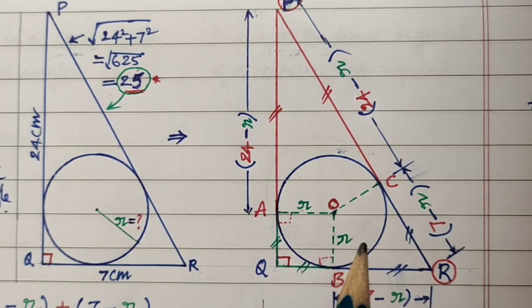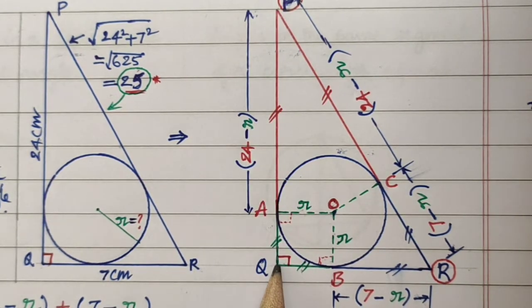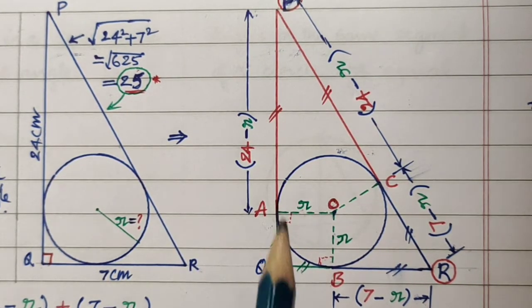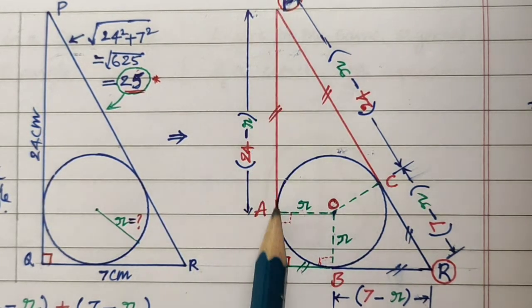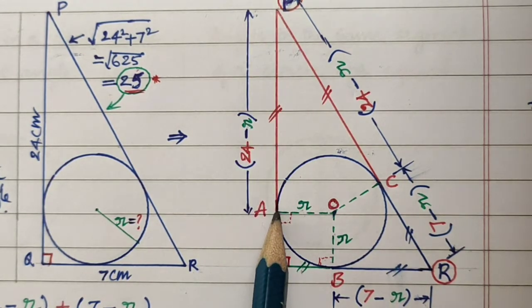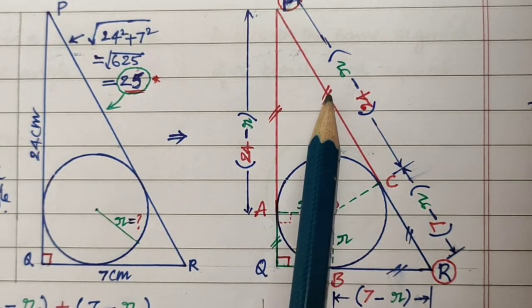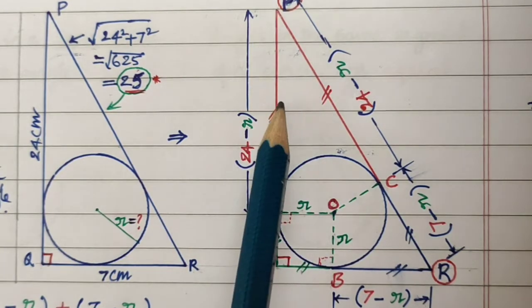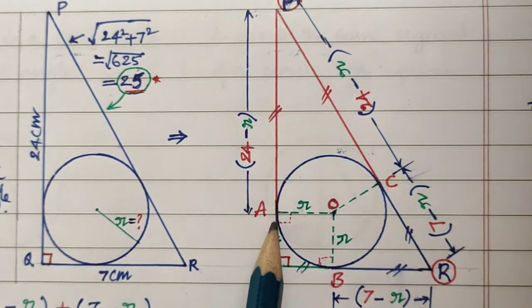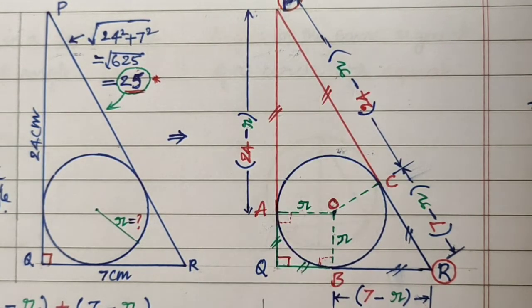Therefore, we know that from here to here is 24 centimeters, as given. We can easily find out this length. Therefore, PA is equal to 24 minus R. We found this because we know this as 24, so 24 minus R will give this. Why are we finding this? Because these two tangents are equal, PA is equal to PC. This will become 24 minus R.